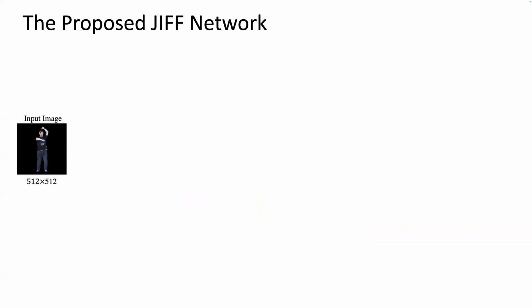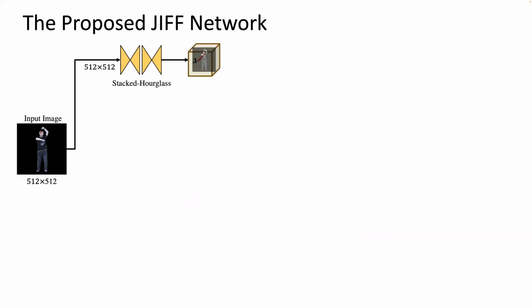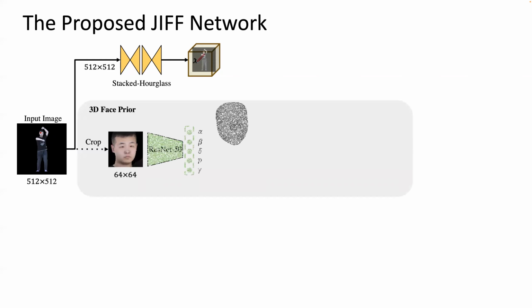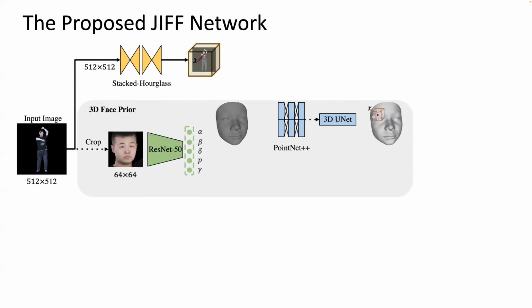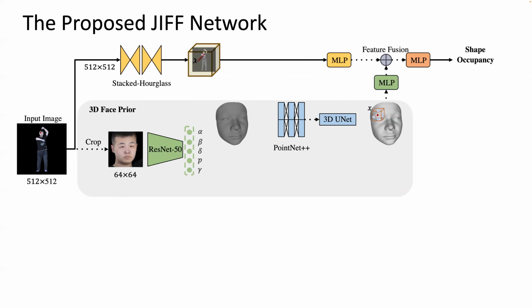Given the input image, we first use a stacked hourglass encoder to extract the 2D image feature. Then by using bilinear interpolation, we get the 2D pixel-aligned feature. As for the 3D face prior, we first crop out the face image, followed by using ResNet to estimate the 3DMM mesh. We then use PointNet and 3D-UNet to extract local and global features. Similarly, we use trilinear interpolation to get the 3D space-aligned feature. We propose to jointly train the MLP to learn the occupancy value.